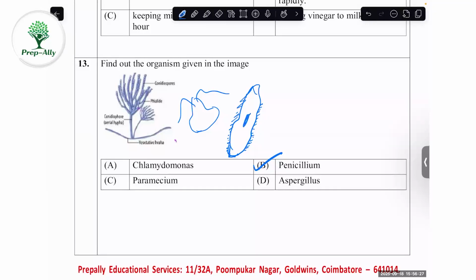Aspergillus is quite similar to penicillium, but penicillium is a little bit more branched. More branches will be there. If you take aspergillus, it will be like this.